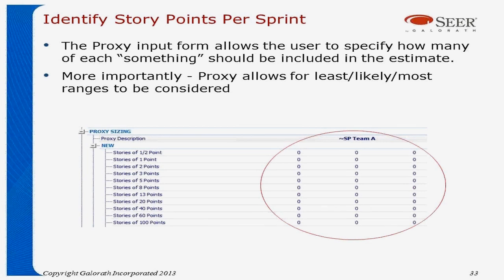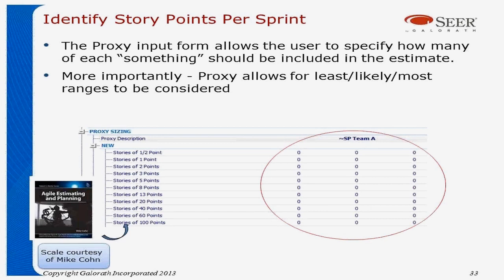So if, for example, we have 10 user stories that are 5s, we can enter a 10 across the line. But we also might say, for this sprint, we think we can do 10 of them. Maybe we could do 12, or maybe we could only do 8. We'll be able to specify that. Now, the scaling schema that I used, I borrowed from Mike Cohn. This is a very simple scaling methodology to use.